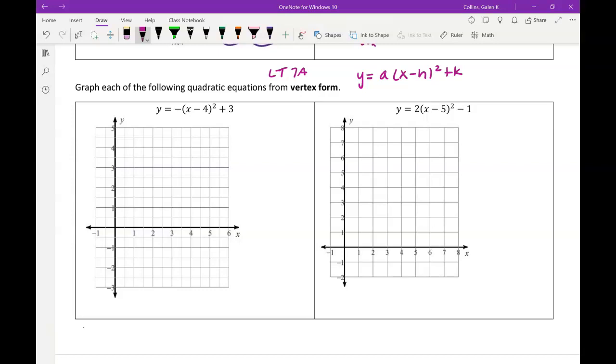Sometimes what I like to do is first write down, what is my vertex going to be? Well, my vertex is always h comma k. So if I look, my vertex is positive 4 comma 3. Even though there's subtraction here, that's okay because that means we're going 4 units to the right, not the left. I know that's counterintuitive.